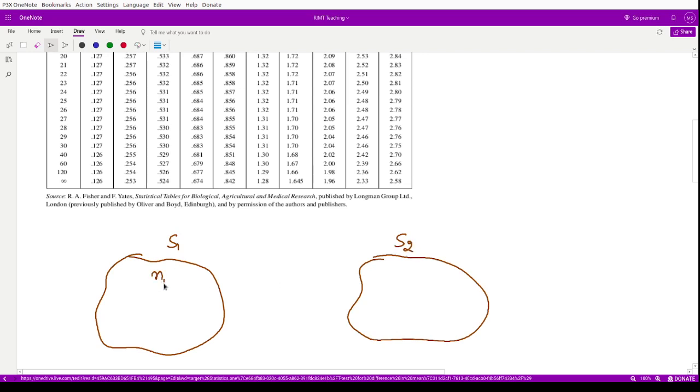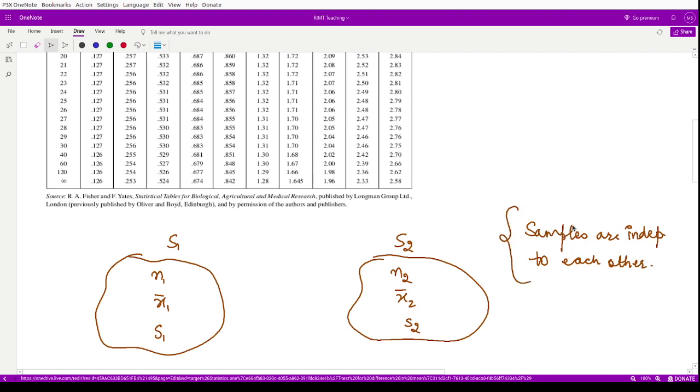One is sample 1, another is sample 2. Suppose there are n1 elements in sample S1 and n2 elements in sample S2, with x1 bar as the mean of the first sample and x2 bar as the mean of the second sample. The standard deviations and variances are also different: S1 for the first sample and S2 for the second. Moreover, the samples are independent of each other. This is the requirement here, that the two samples should be independent of each other.